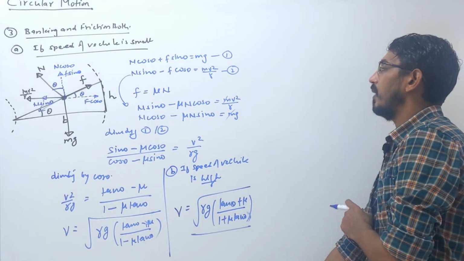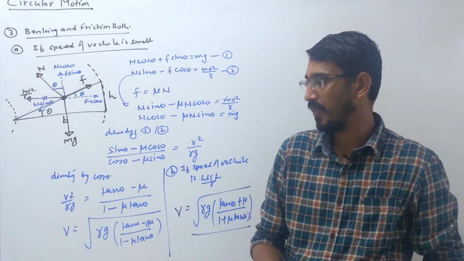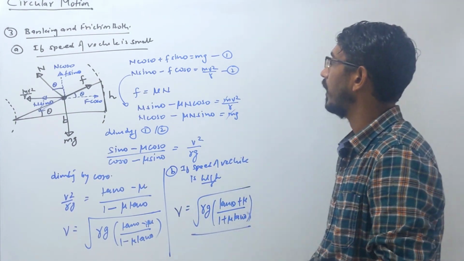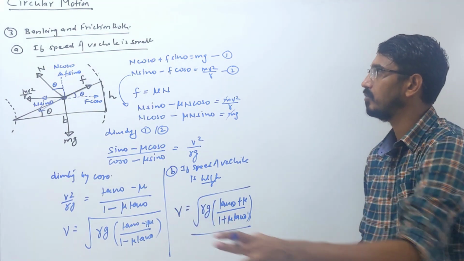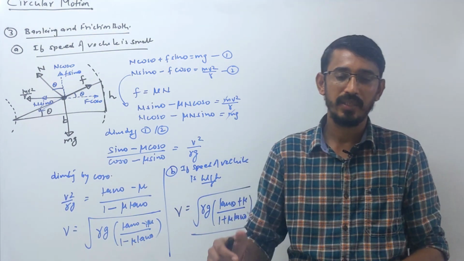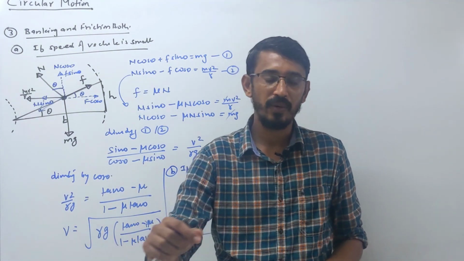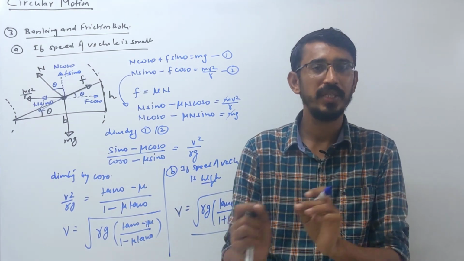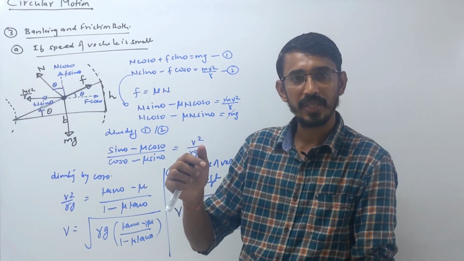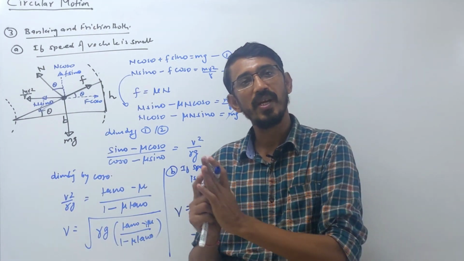Most of the time they ask only friction alone or banking alone, which is very easy to answer. So these were examples of motion in a horizontal plane, turning around a circular road. You have three possibilities. When only friction is given, the safe speed becomes root mu rg. Or when only banking of the road is given, the safe speed becomes root rg tan theta.